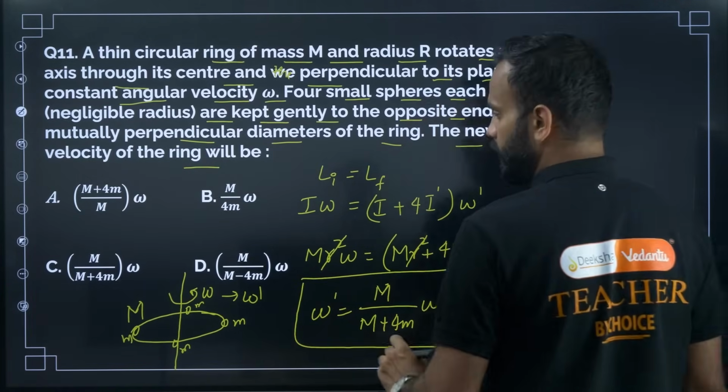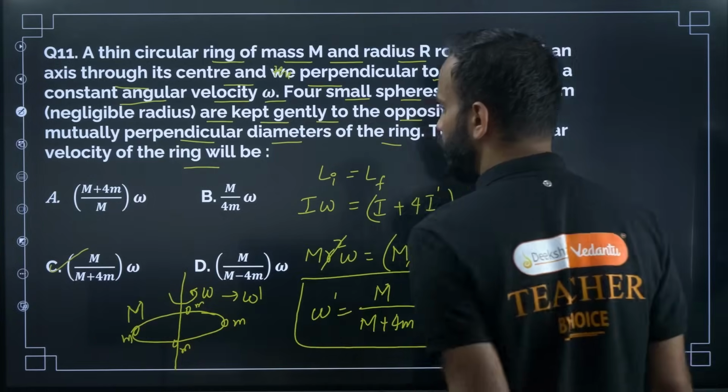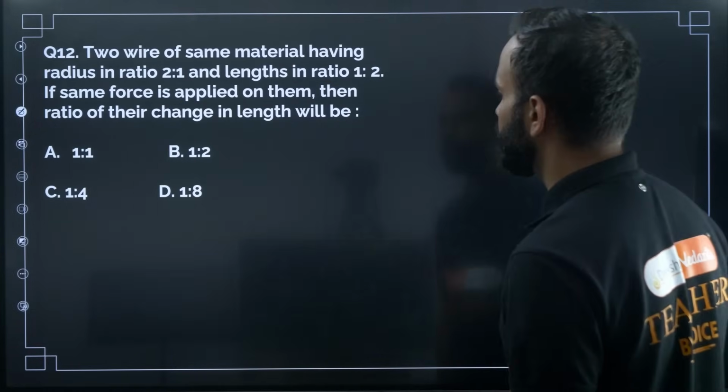So the correct option here is C. Next question, question number 12.